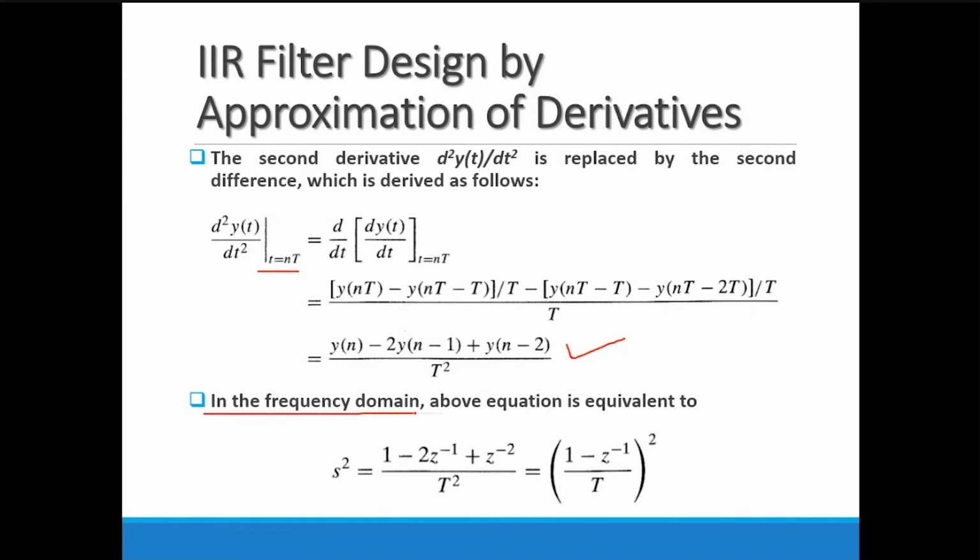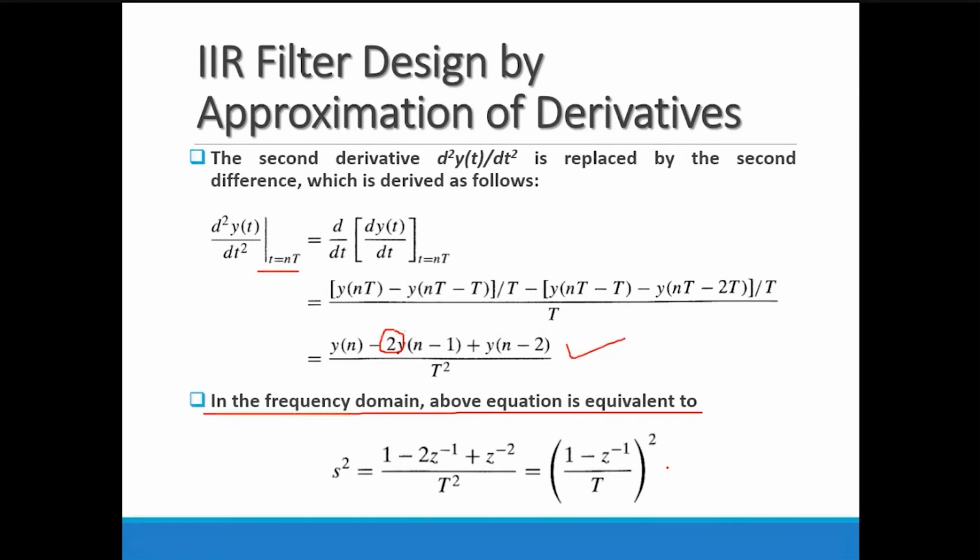In the frequency domain, this equation can be written like this: because we are going for the second derivative, s square is equal to 1 minus 2z inverse plus z raised to minus 2. Here you can notice the coefficient 2 and the negative sign: 1 minus 2z inverse, where z inverse is delay n minus 1, and n minus 2 is z to the minus 2, divided by T square. Simply, you can write this as 1 minus z raised to minus 1 divided by T, squared. This is the equivalent for the second derivative.